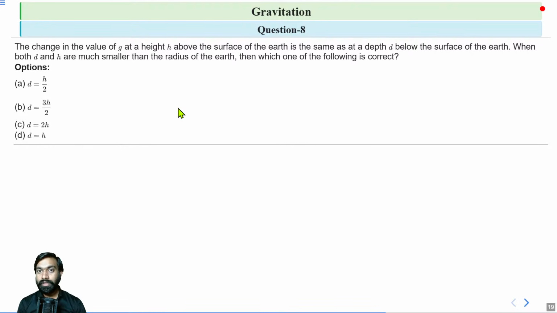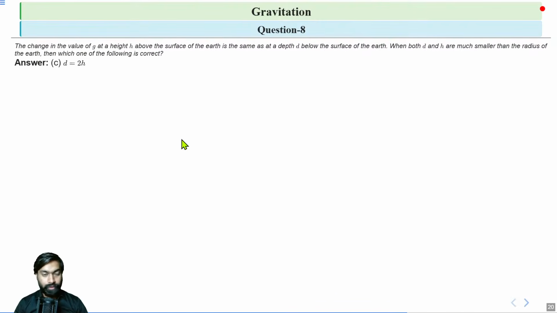You need to just find out the correct relation. So the correct option is C, d equal to 2h.